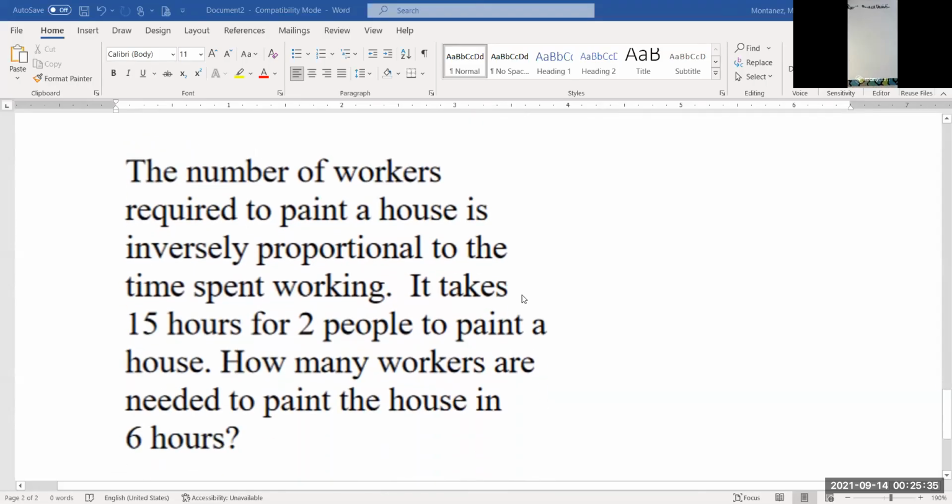Let's go ahead and do the word problem. The number of workers required to paint a house is inversely proportional to the time spent working. So the number of workers, W, is inversely proportional to the time working. So I can say that W, representing workers, varies inversely as the time. So W equals K over T. So we know that it takes 15 hours for 2 people, and then 6 hours.